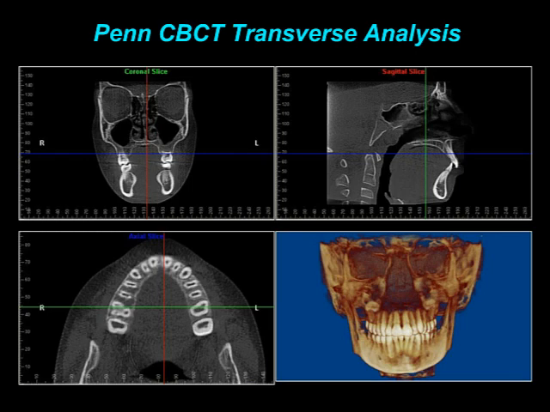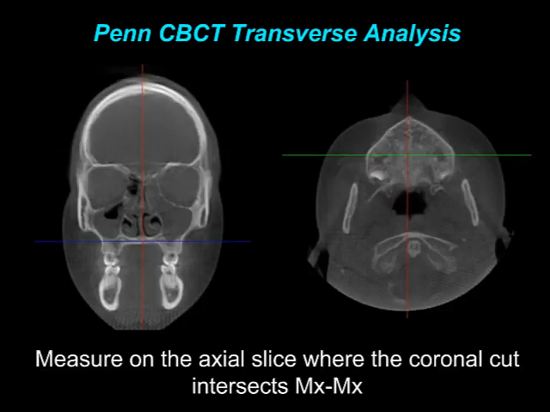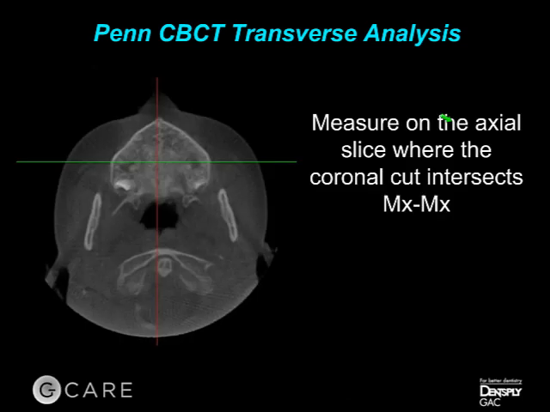So in order to do this, what we did is we measured on the axial slice where the coronal cut intersects MX. So basically, we looked at the frontal cut and we scrolled up to the level of MX, and then we went to the axial cut, and then we measured this distance. So in this patient, it measured 60 millimeters.